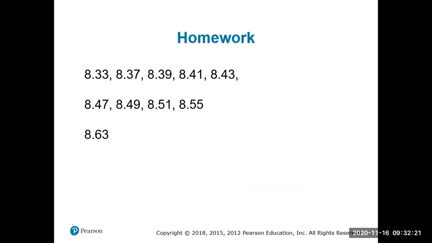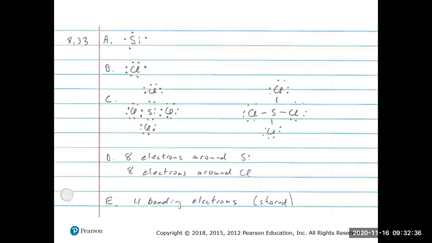So there are some homework problems associated with this. Let's go ahead and take a look at a couple of those, and then you can work on the rest. So let's look at 8.33. In 8.33, we're going to do Lewis structures for SiCl4, from the silicon and chlorine atoms.